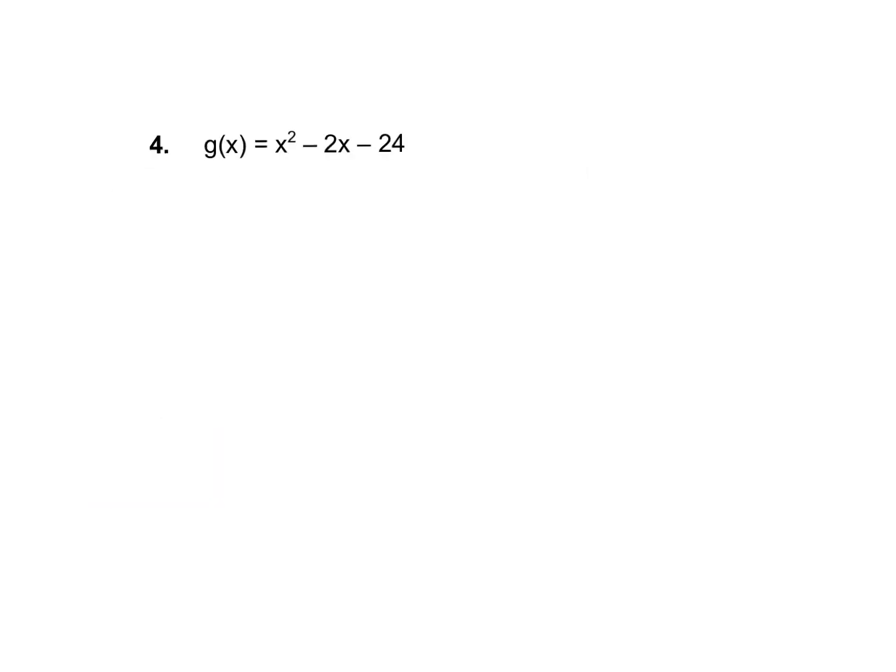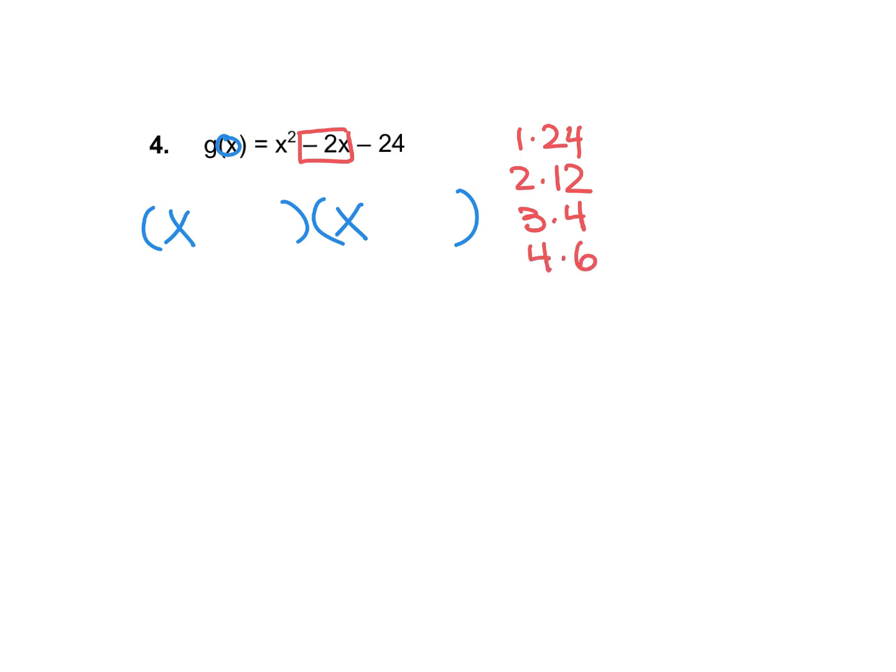All right, our last one, number 4, we're just going to make this a 0. Let's start by factoring. I'm going to have an x and an x, and I'm trying to make 24, and I've got to pay attention to this negative 2x here. So I have 1 times 24, 2 times 12, 3 times 4, and 4 times 6. It looks like I could use the 4 and the 6, because I could make a 2 out of that by subtracting them.